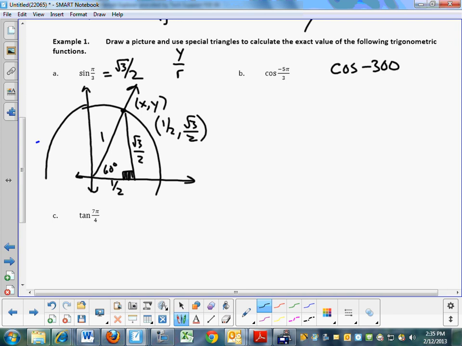Negative 300. What quadrant will that put you in? The first quadrant. How many degrees past the 90 will you be? 30 degrees past the 90. So you can see again, it's going to construct a 30, 60, 90, just like we had in the last one. Does anybody have questions how I came up with that drawing? It's the exact same as the last one.